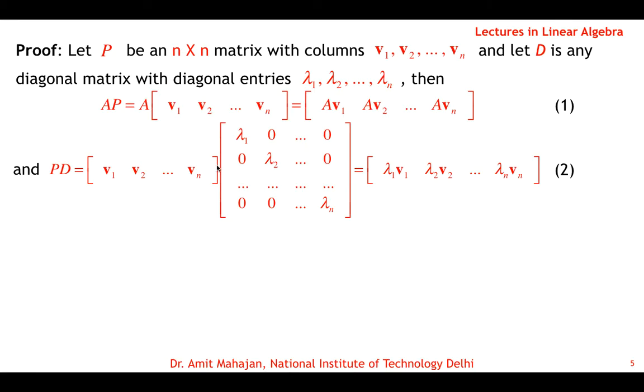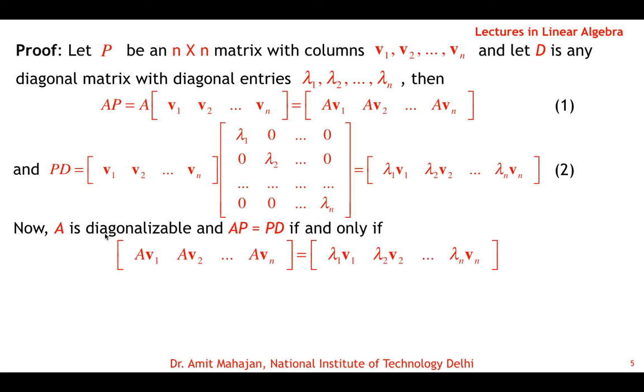If we multiply these two matrices, then each row will be multiplied with each column. So when this matrix row is multiplied with the first column, we get lambda 1 v1. Similarly, with column 2 it will give lambda 2 v2, and so on. The last column will give lambda n vn. So AP will be equal to PD. That means A will be equal to P D P inverse if the right hand sides are equal.